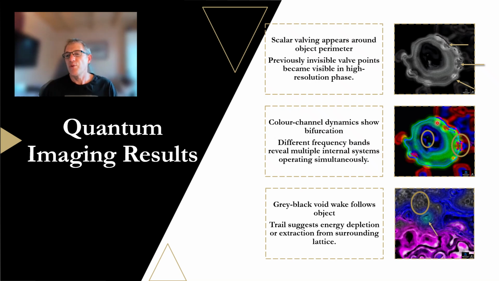It's spun around through membrane layers into the nucleus, and that is the energy source required to maintain the toroidal field. Another different type of imaging using quantum imaging is this one, where you get this grey-black void following the object itself, almost as if the energy consumed is expelled behind it, suggesting that there's some sort of energy depletion or extraction from the surrounding lattice itself.